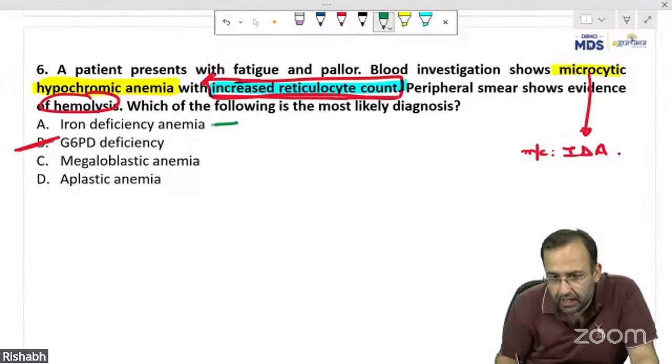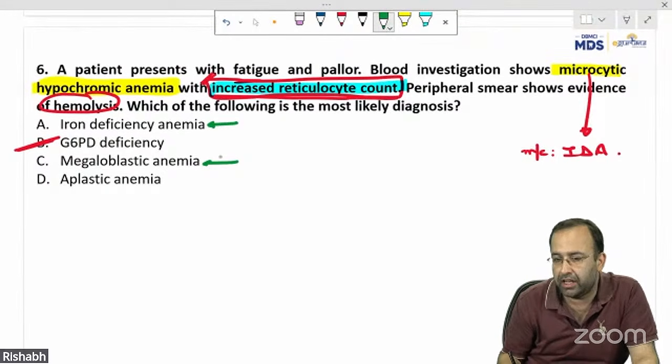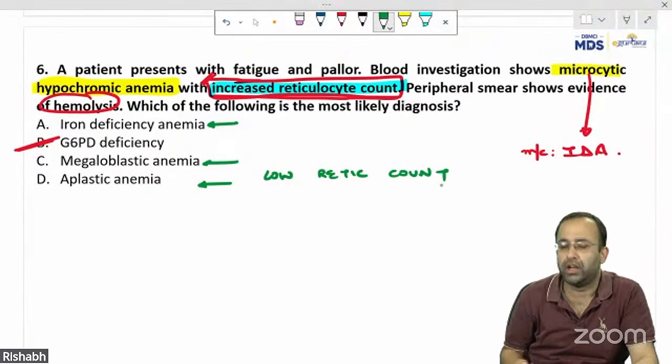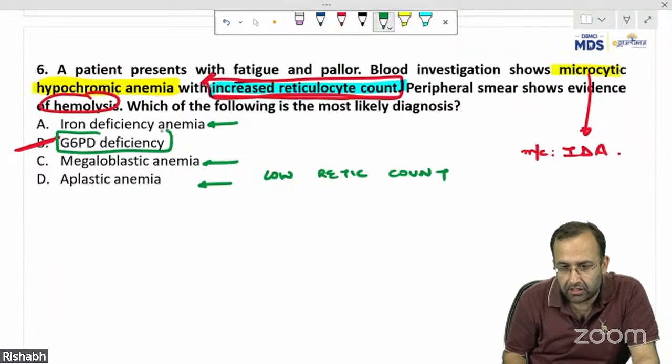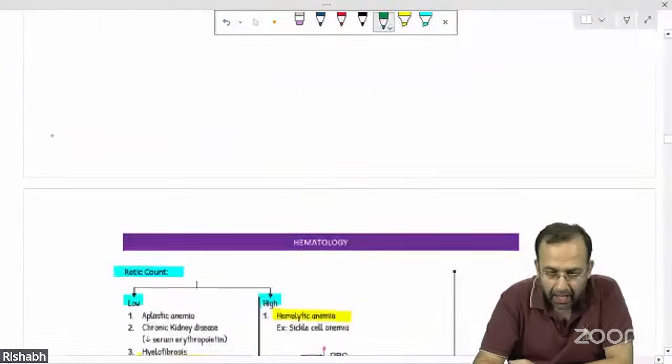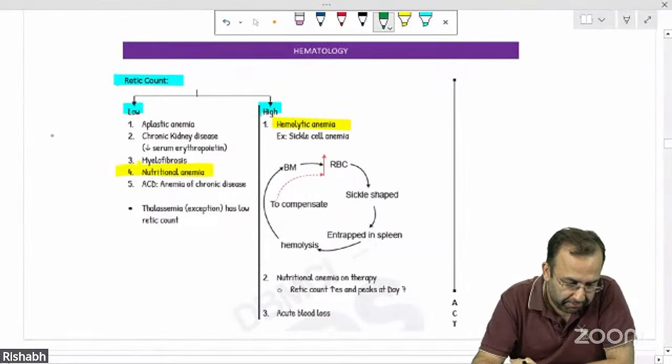Iron deficiency anemia, megaloblastic anemia, that is nutritional deficiencies, and aplastic anemia. These three have a low retic count, versus G6PD deficiency. It's a hemolytic anemia with high retic count, as you can clearly see in the retic count table.